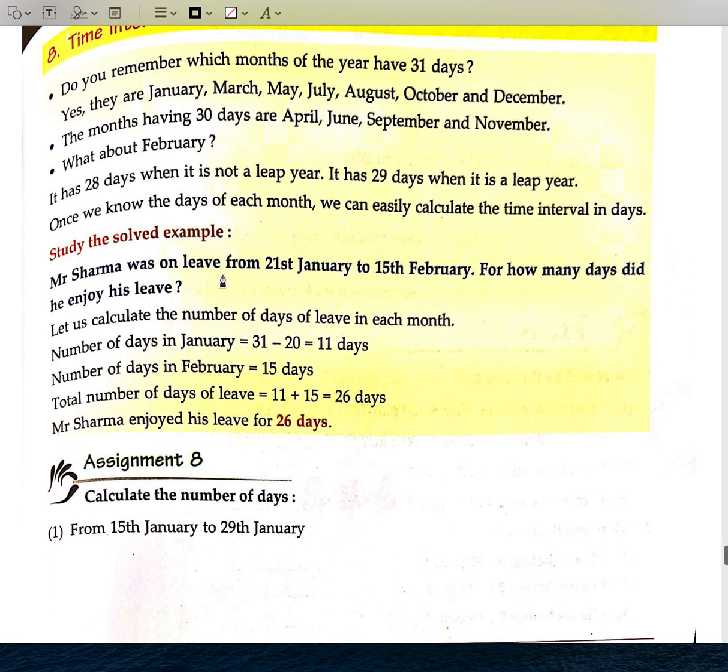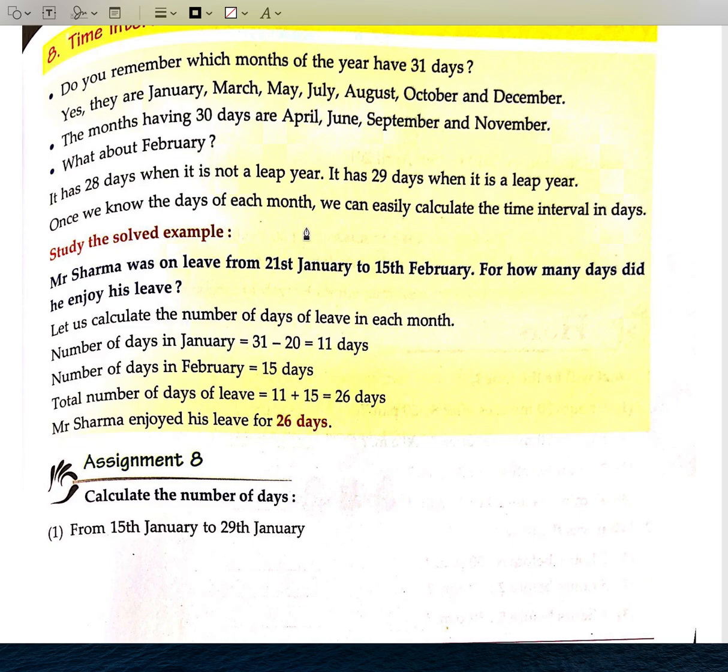So Mr. Sharma was on leave from 21st January to 15th February. How many days did he enjoy his leave? So what was the interval between these two dates? First we will do 31 minus 20. That is the number of days. 31 minus 20, we get 11, and the number of days in February, 15. So we'll add 11 plus 15 is equal to 26.